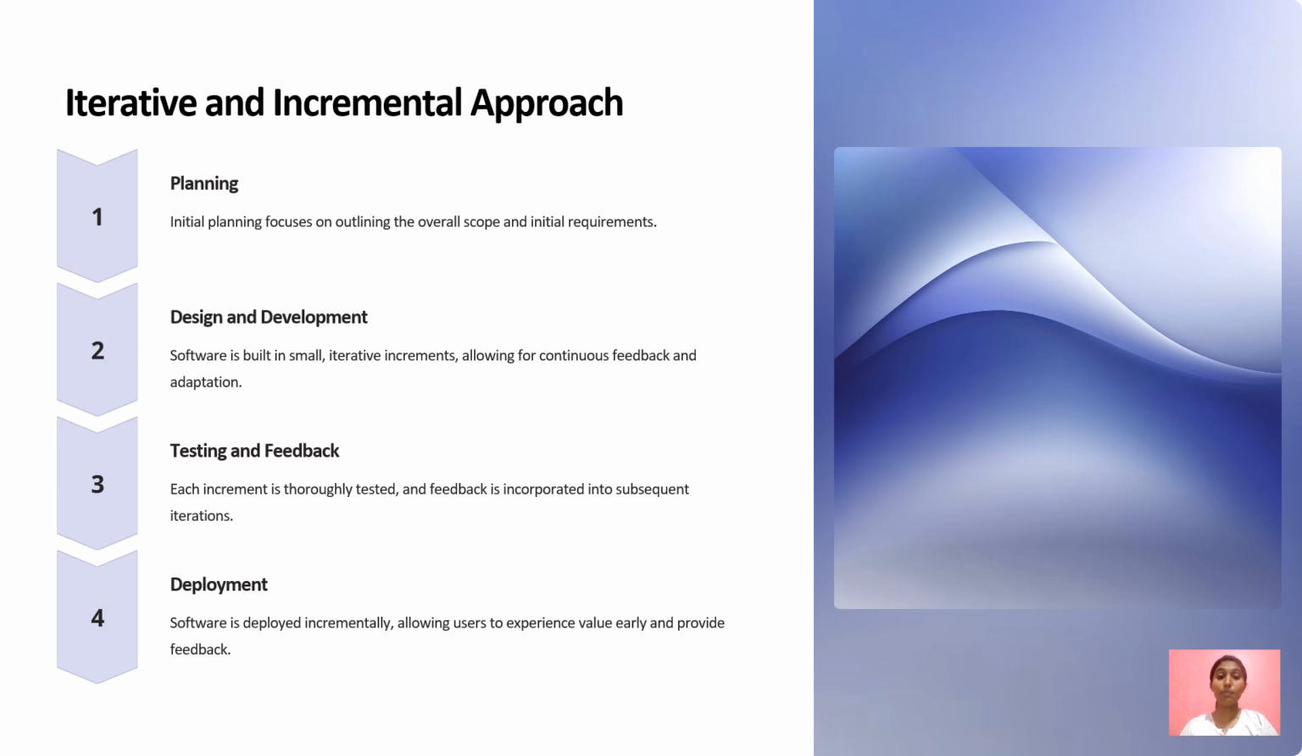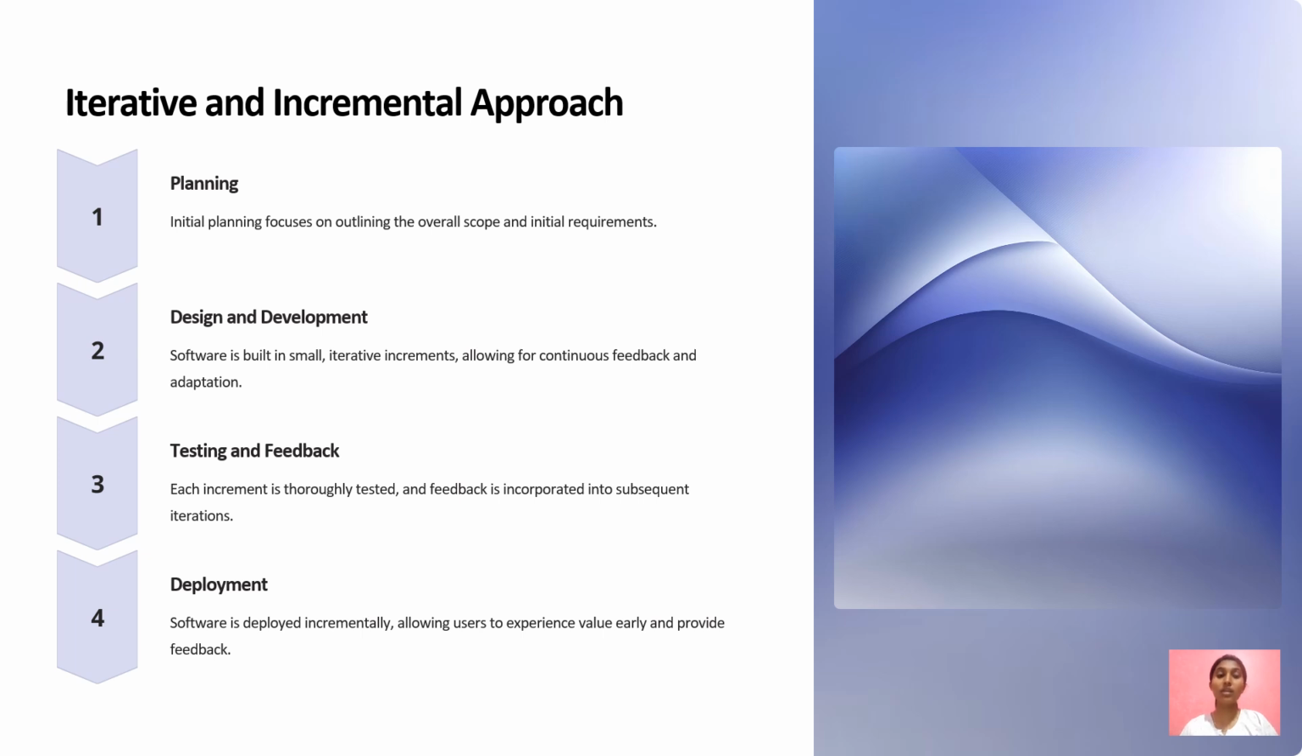The first step is we plan the initial progress, that is, what all the requirements are that we need for the process. Then we design and develop, so we build the software, and then we increment it through additional features, and we also allow a feedback mechanism for it. And then testing and feedback. Each increment is thoroughly tested and feedback is incorporated into subsequent iterations.